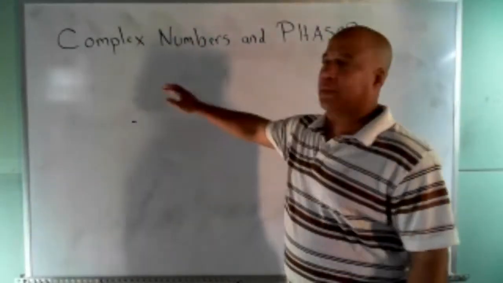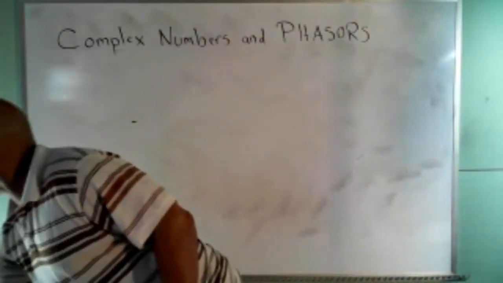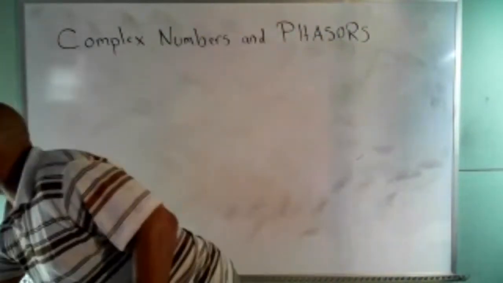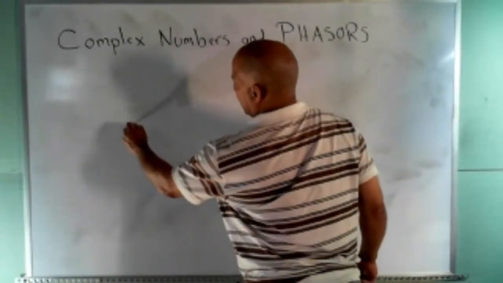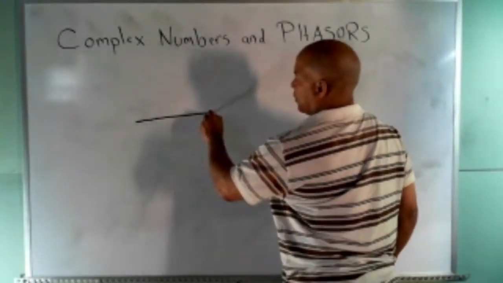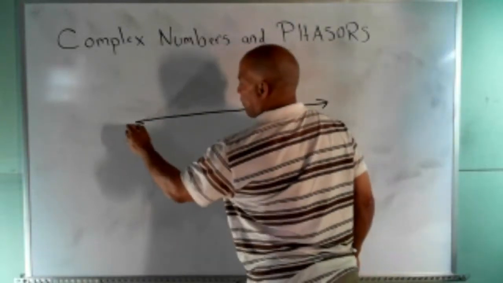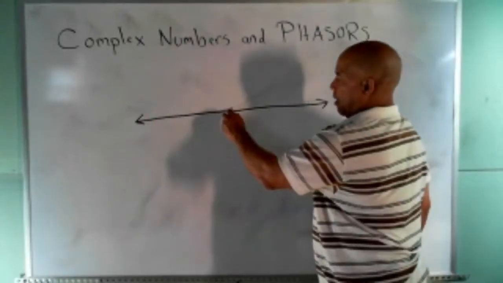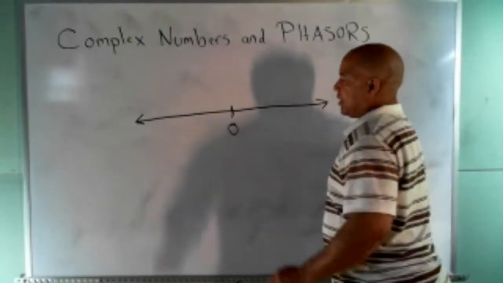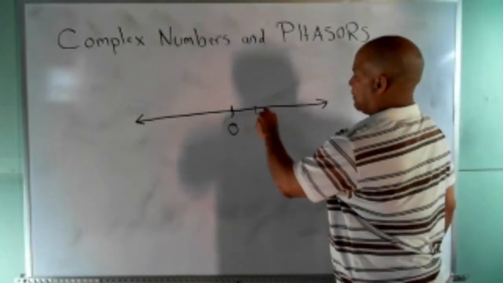Okay, so we're talking about complex numbers and phasors, the mathematics of AC. Somewhere in your life you were taught the number line. So let's go to the number line. Maybe second or third grade, they showed you the number line, and they drew these two arrows on it like that. I can put a mark here and call that 0. Then I can start counting to the left and to the right like this.